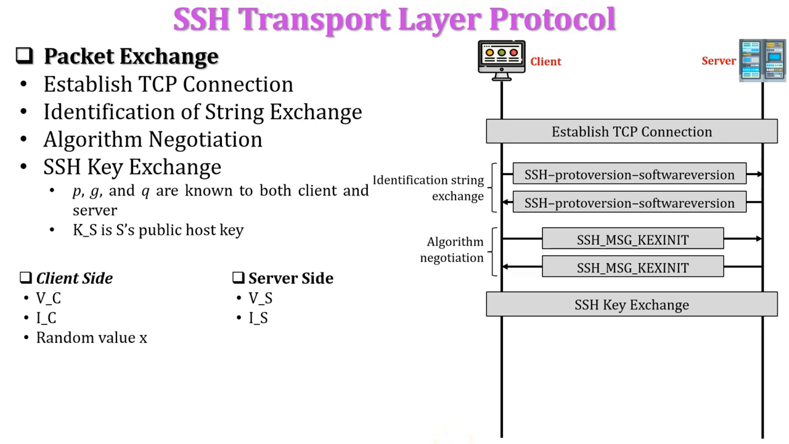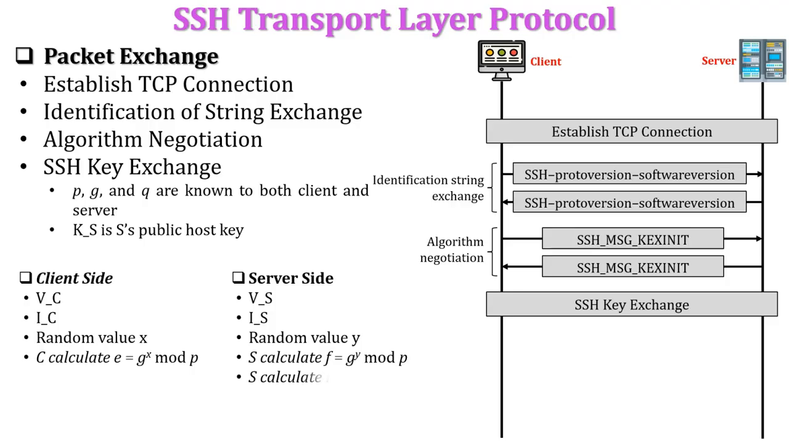Now the client will select a random value X and calculate E equals G raised to X mod P, and share the value E with the server. Now at the server side, the server will select a random value Y and then calculate the value F equals G raised to Y mod P. After that, the server will calculate the secret key K. Here K equals E raised to Y mod P. Value E is shared by the client to the server.